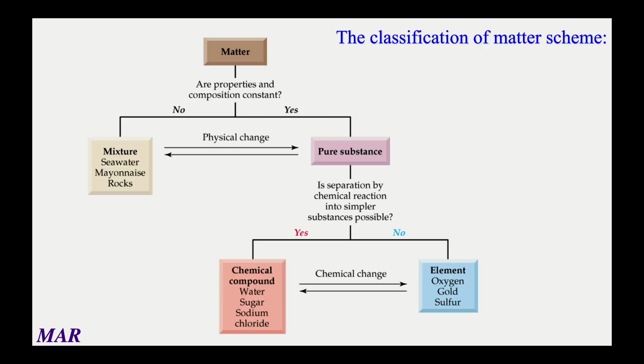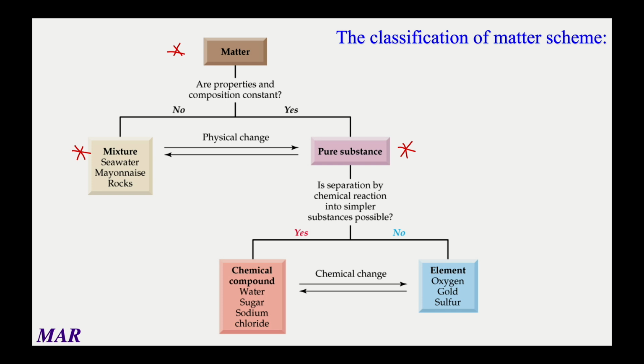Here's an example, kind of an overview of how the things are. You start off with just good old matter, all right? And the first one is, are the properties and the composition constant? And if the answer is no, you've got a mixture. So for example, seawater is a good example of a mixture. If you take seawater close to the beach, then it will be different than if you take seawater, say, really deep in the Pacific Ocean or something like that. Seawater is a mixture. If the composition is constant, then you're going to have a pure substance, and you can see how you can turn mixtures by physical changes into substances and back and forth.